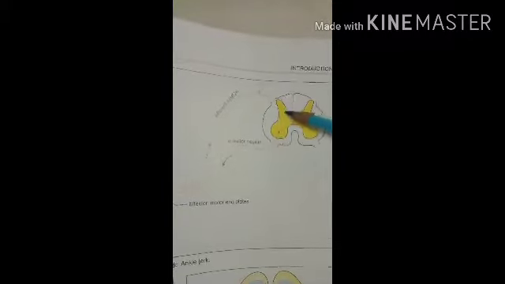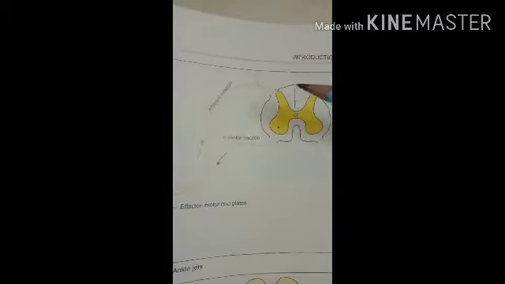Then the secondary or second order sensory neuron. These are present in the gray matter of the spinal cord and the brainstem. Here the gray matter is present, and here the secondary or second order sensory neurons are present. Then the tertiary or third order sensory neuron is present in the thalamus of the brain.